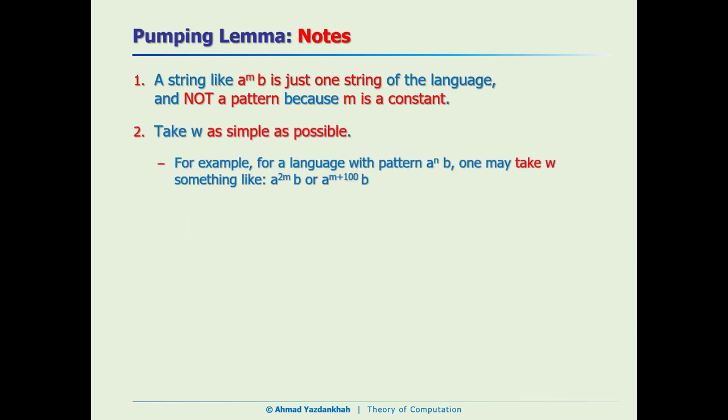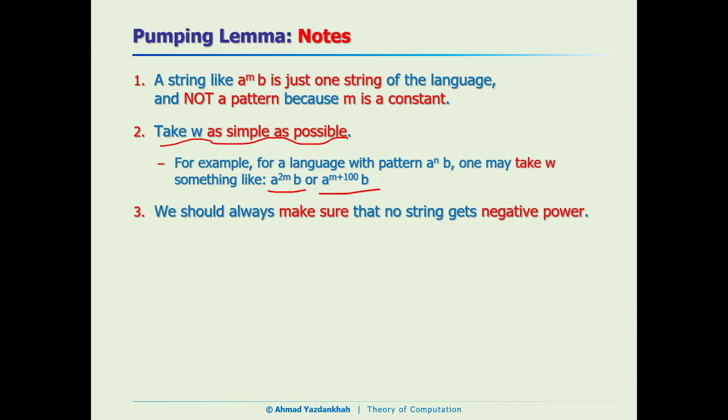Our second note here is take W as simple as possible. What does it mean? For example, in the previous examples, we could take the W as something like this, a to the 2m b or a to the m plus 100 b. Yeah, it is possible we take the W anything, but take it as simple as possible to make your life easier to prove or verify the pumping lemma.